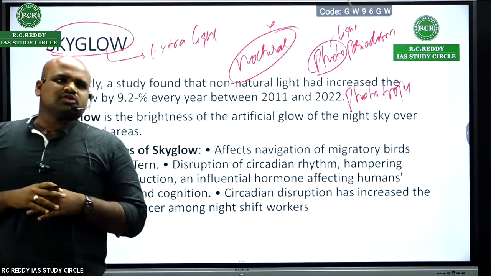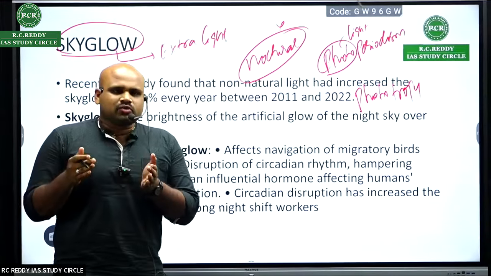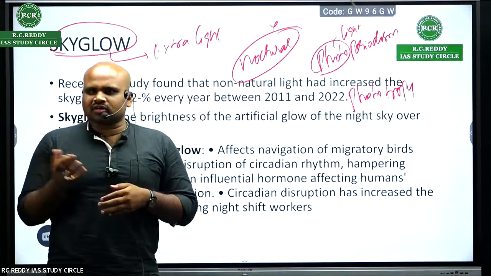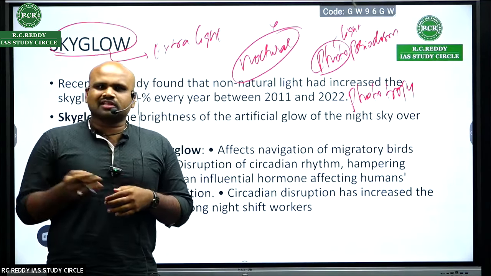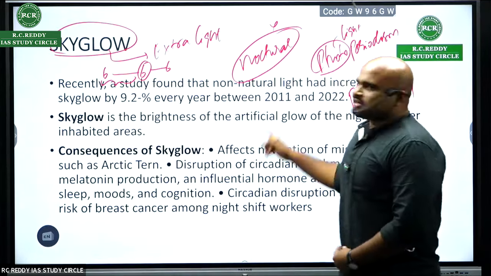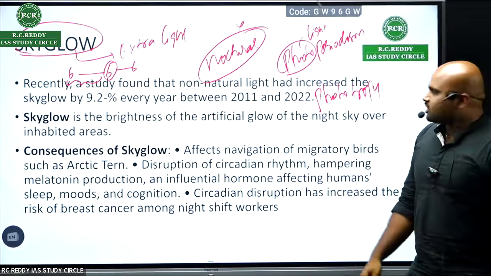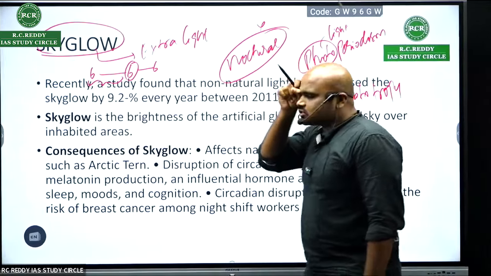Now, we know that certain species are normal living and certain species are nocturnal living. Nocturnal species are those which are very, very active at night. Most of your nocturnal beings, yes? So what is happening here? Their photoperiodic dimensions are being missed out in that context. So just understand that.